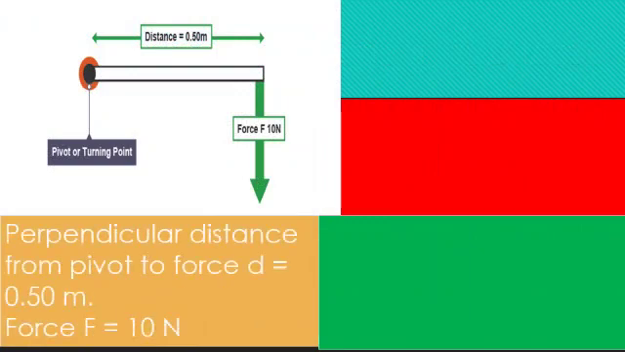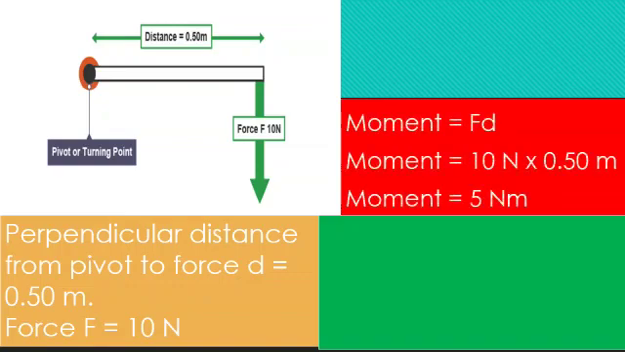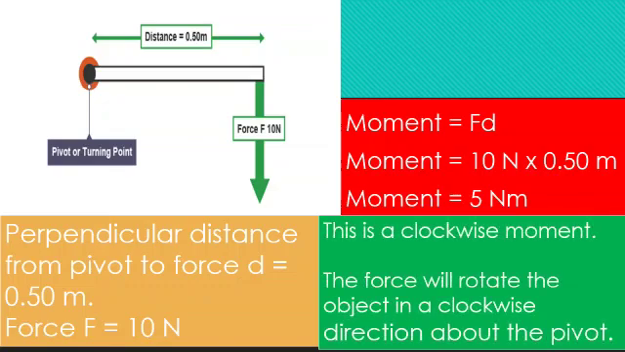In this illustration, the perpendicular distance from pivot to force is equal to 0.50 meters. Force is equal to 10 newtons. Moment is equal to force times distance. Substituting the value for force, 10 newtons, and 0.50 meters for distance, multiplying 10 times 0.50 meters, moment is equal to 5 Newton meters. This is a clockwise moment. The force will rotate the object in a clockwise direction about the pivot.